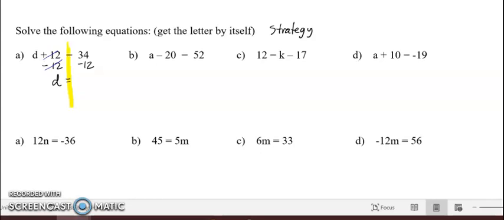Now, it looks like I'm making the other side messy, but this is going to give us the answer that we need. 34 minus 12 is 22. And if you double checked, you could put the d as 22 into the equation, replace it back in, and that would be your answer.